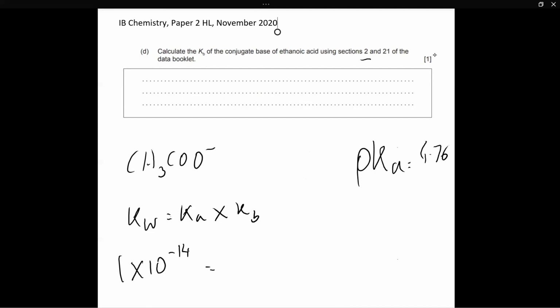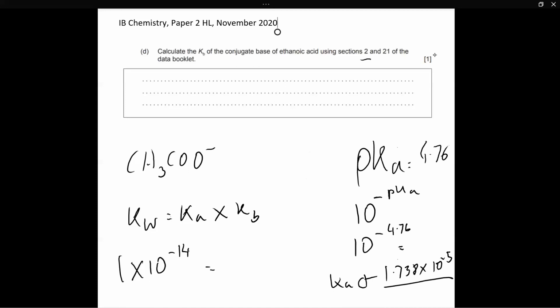4.76. Now, how do you convert from pKa into Ka? It's very easy. You just do 10 to the power of negative pKa. Be careful, you should put a negative. So it should be 10 to the power of negative 4.76. This will give us our answer as 1.738 times 10 to the negative 5. So this is the Ka of ethanoic acid.